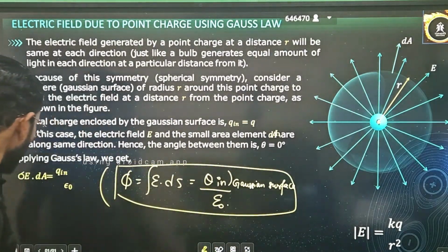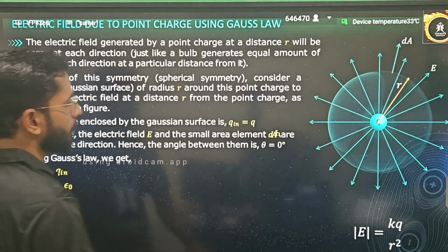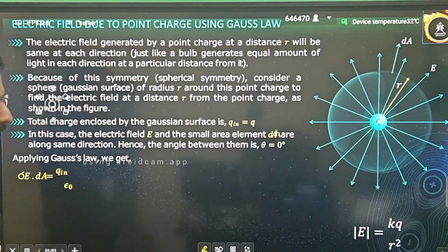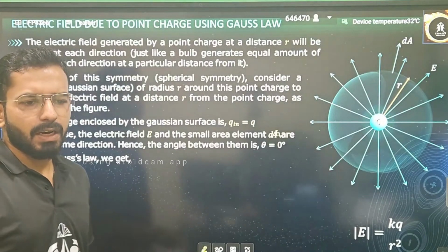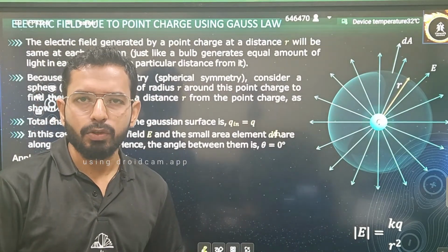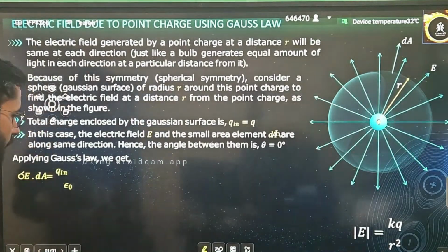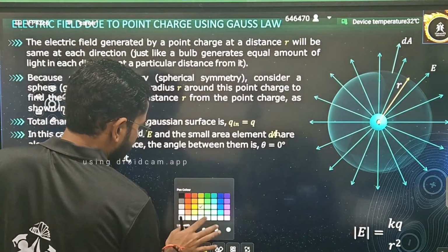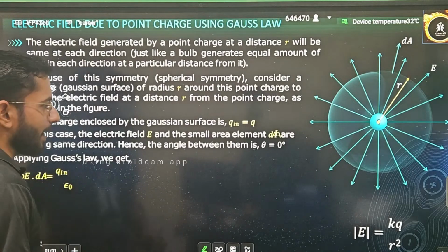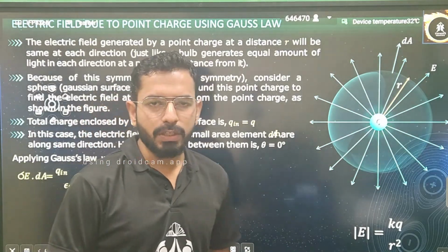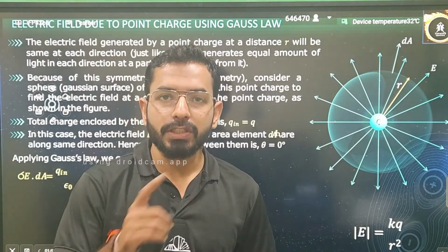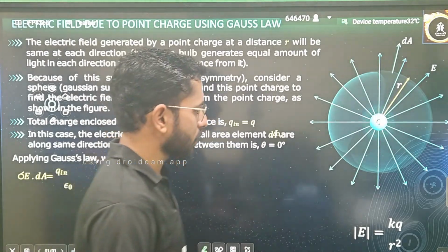Correct. So now let's move further from it. For a point charge, what will be the result? I know that you are now very well aware that due to a point charge, the electric field is kq divided by r square. So what I will do now is try to calculate it using Gauss law. For that, firstly I have to take an imaginary Gaussian surface.